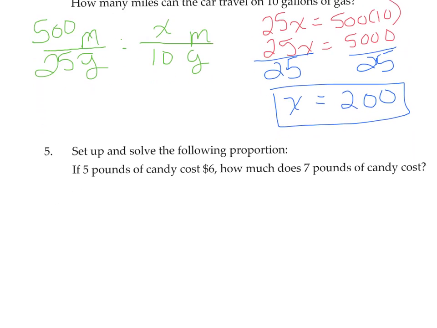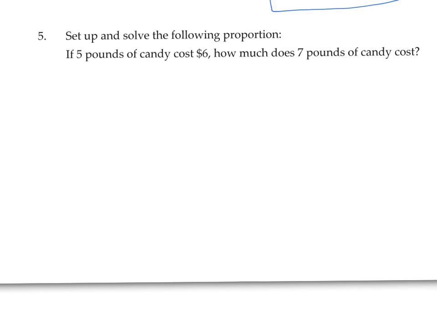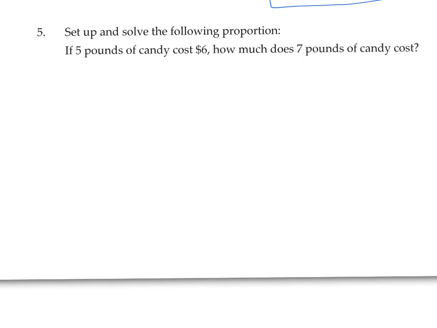All right, number 5. Set up and solve the following proportion. If 5 pounds of candy costs $6, how much does 7 pounds of candy cost? Okay, what are we comparing here? We're comparing pounds of candy to cost, or dollars. So we're going to set up our proportion, pounds to dollars. And these numbers, 5 pounds cost $6. So 5 pounds, $6. And these numbers, how much does 7 pounds? So 7 is pounds, and this is what we're looking for.